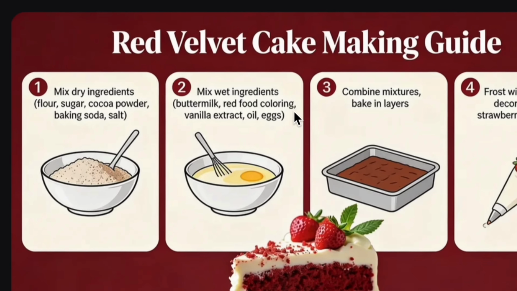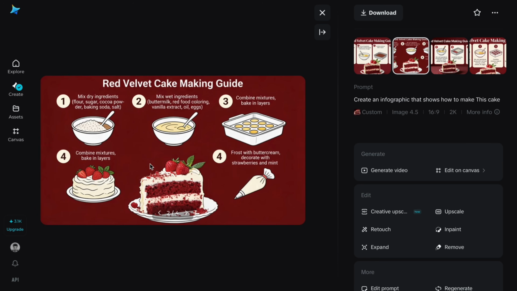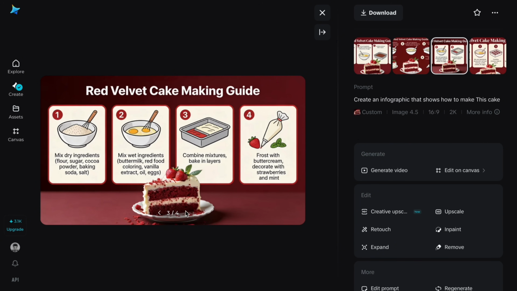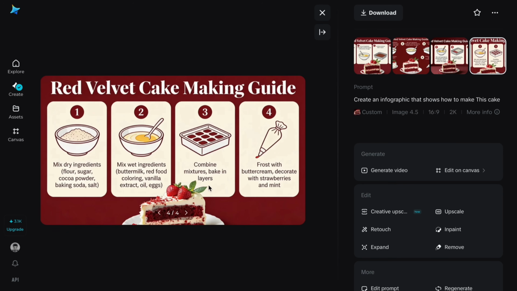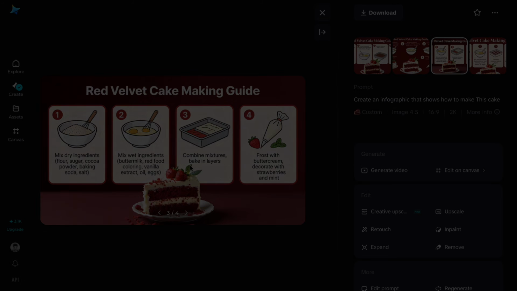Step 1. Step 2, Step 3, it actually laid out the ingredients, bowls, and the process correctly in a step-by-step grid. This is insane. Look at the text, it is perfectly legible. It's not just random shapes, it's actual, clear typography. It actually laid out the ingredients and the process correctly. With proper spacing, you could literally print this out and use it in a recipe book.